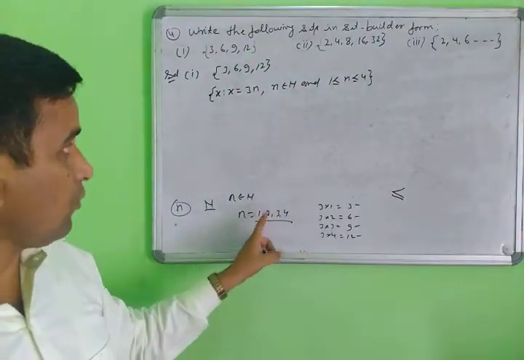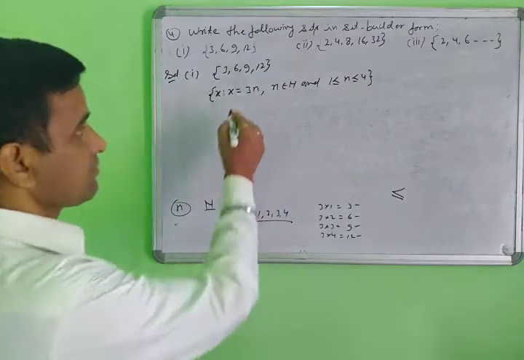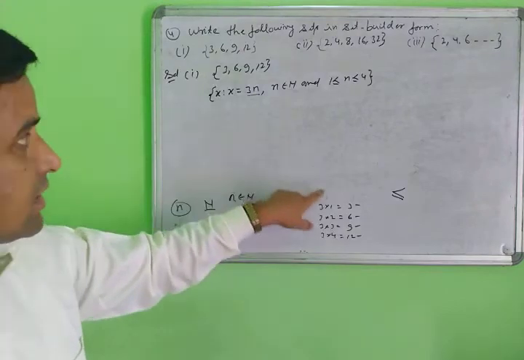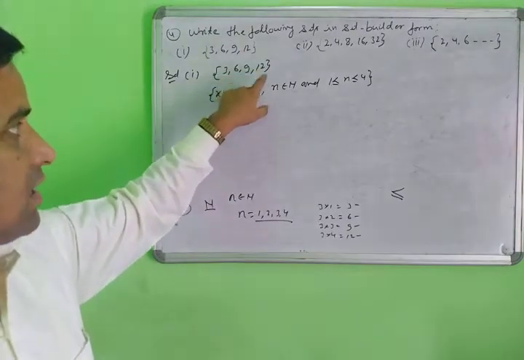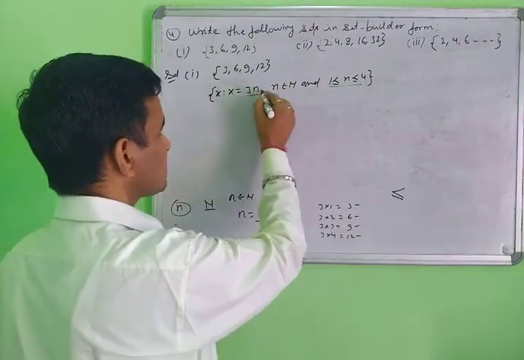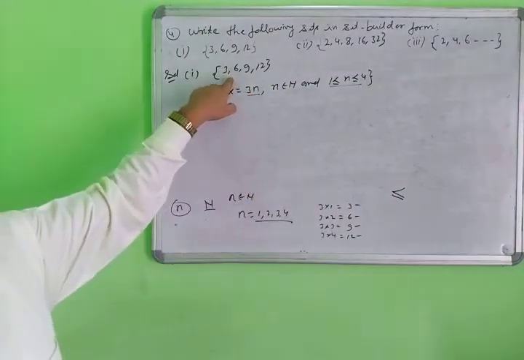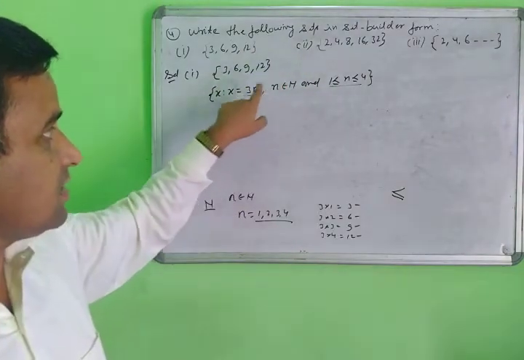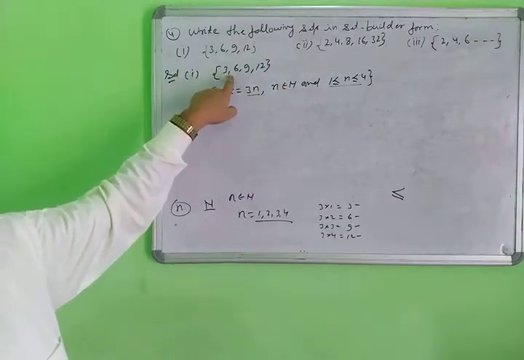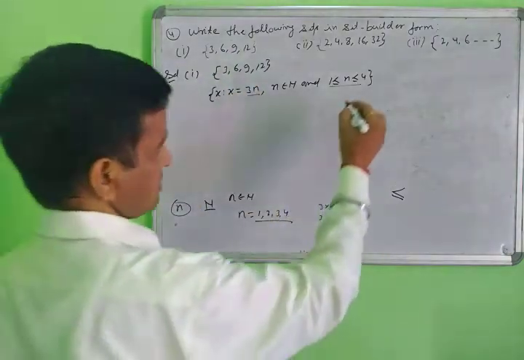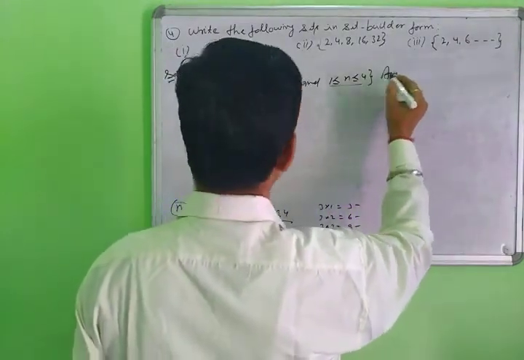Then if you put these values in this identity, in this formula, you will get the elements 3, 6, 9, 12. Using this limit in this identity, you will get these elements. So this is your answer. Second part.